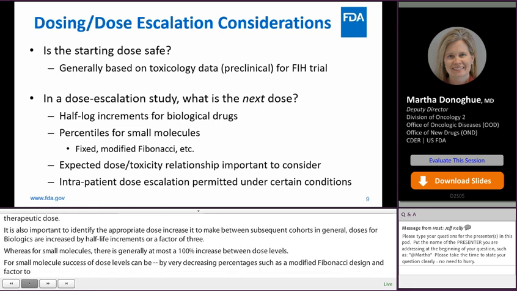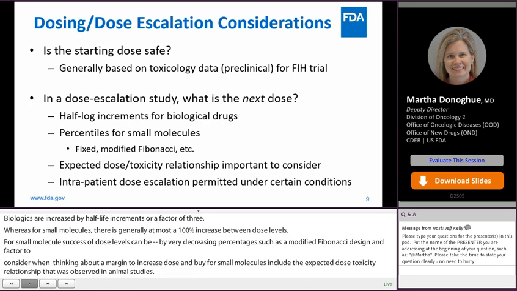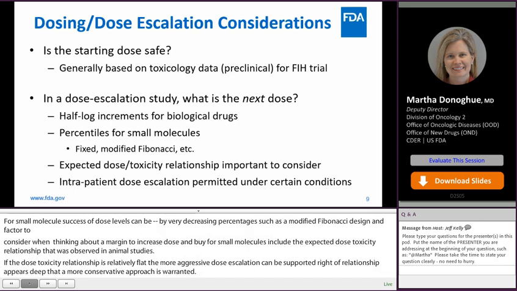If this dose toxicity relationship is relatively flat, then more aggressive dose escalation can be supported, whereas if the dose toxicity relationship appears steep, then a more conservative approach is warranted. In some cases, including provisions for intrapatient dose escalation is appropriate, which allows patients who have tolerated a lower dose level for a certain number of cycles to increase the dose to a higher dose level than has already been studied and determined to be safe.